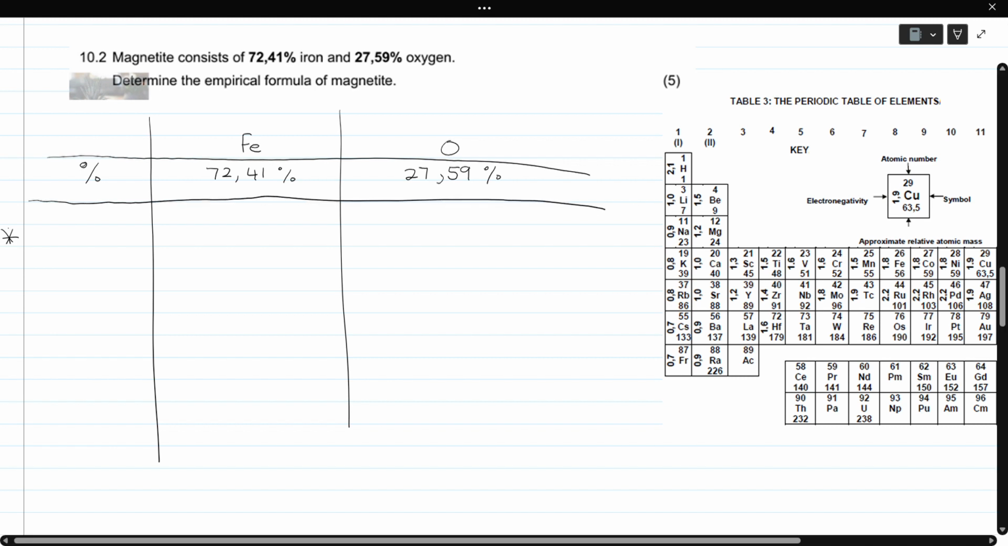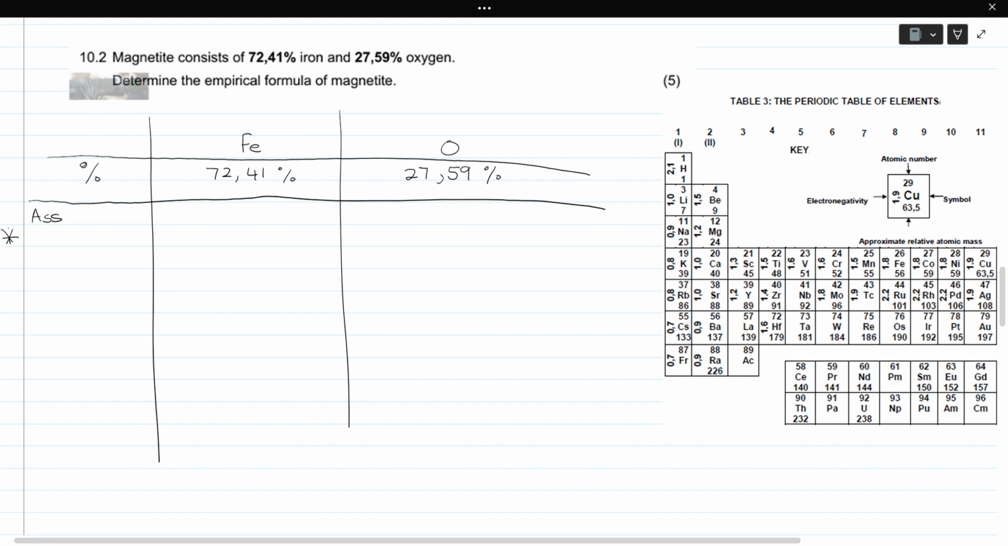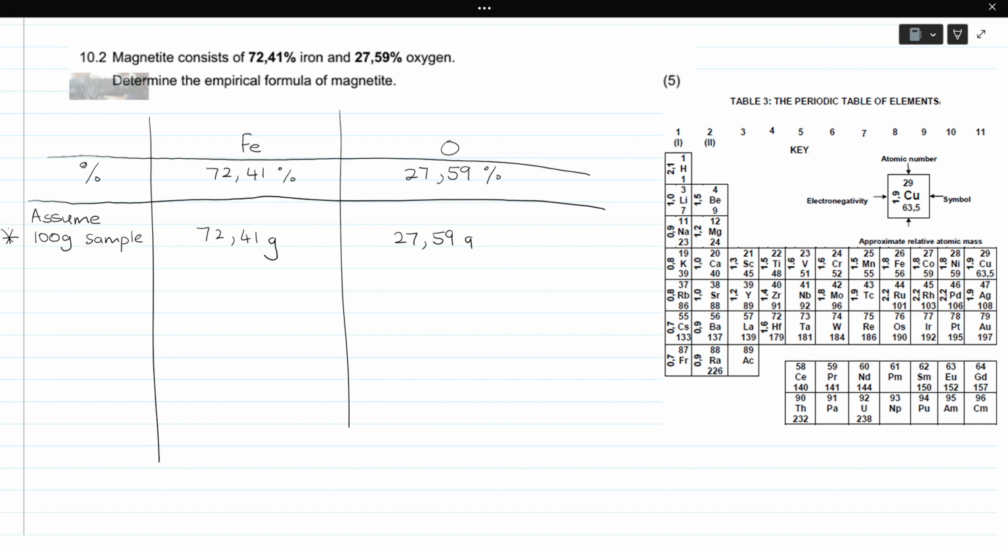As I said, we always need to make this note anytime we're given it in percentage. You need to say you are assuming 100 grams of your sample. Okay, this allows us to say 72.41 grams and 27.59 grams.